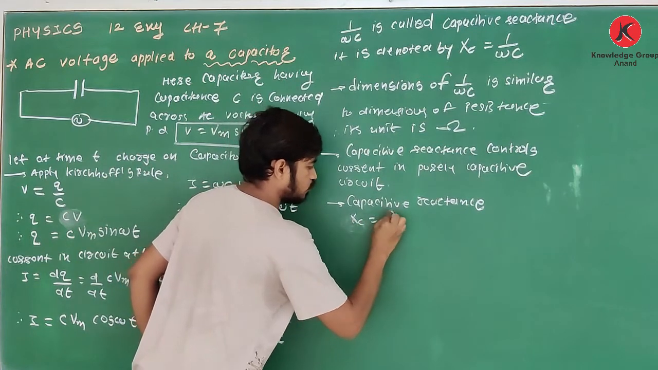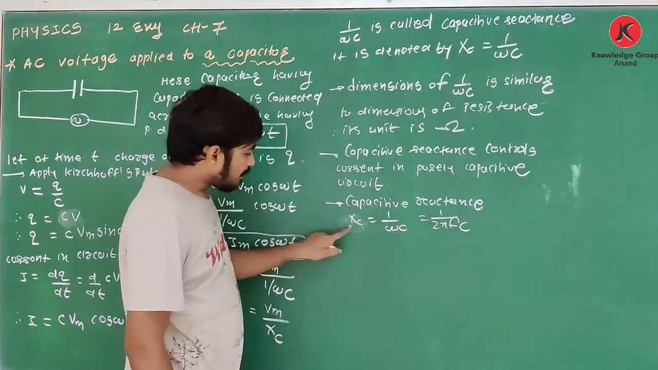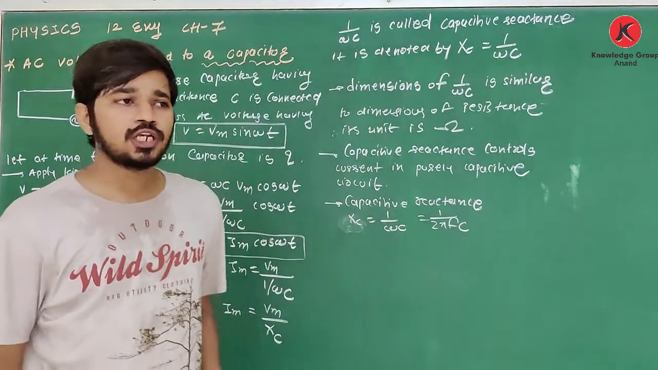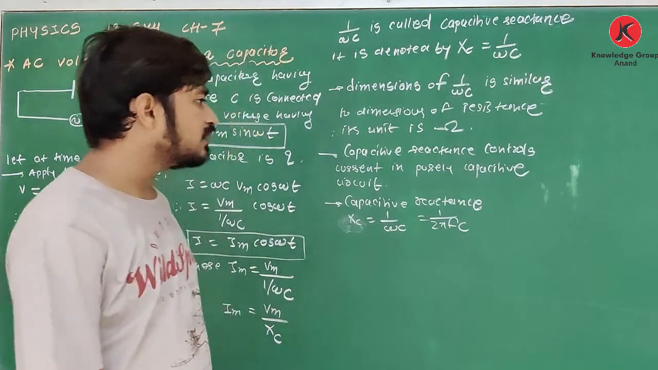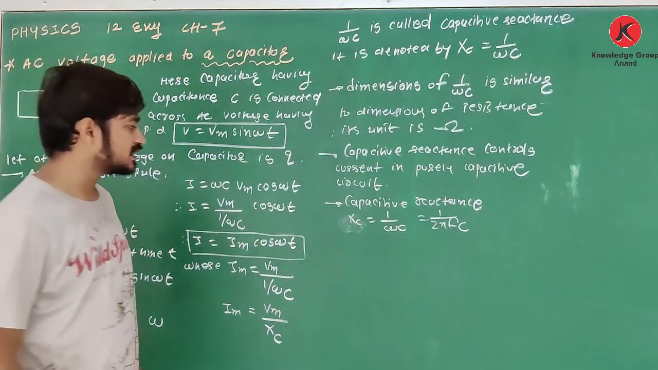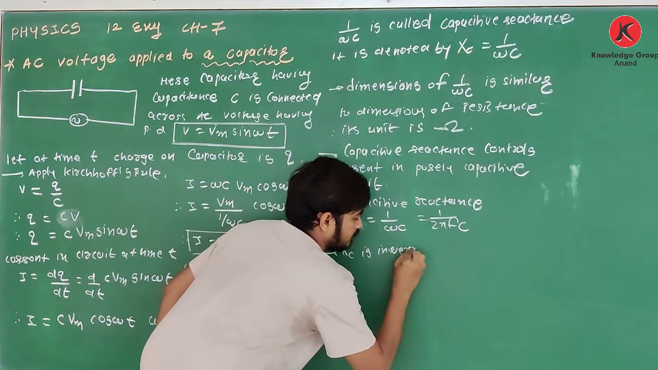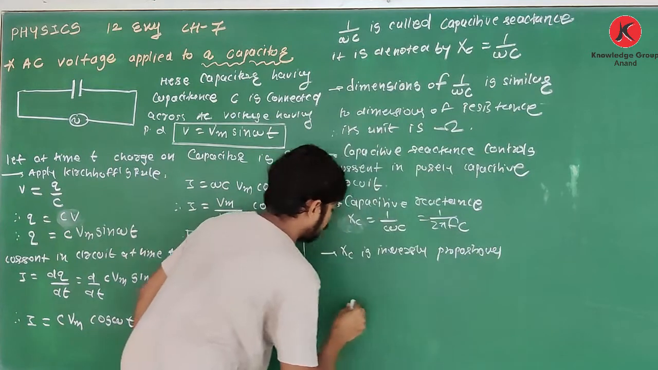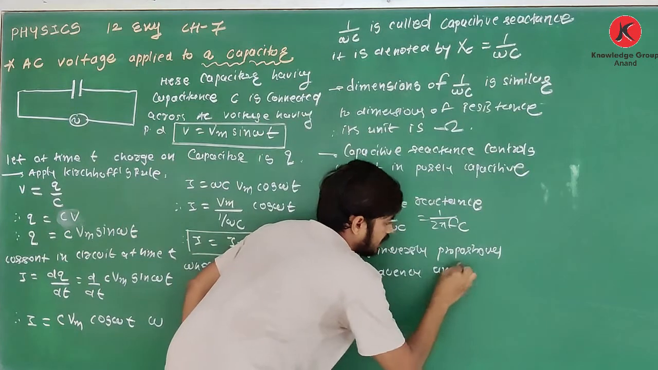Xc is equal to 1 upon omega c, which means it is 1 upon 2 pi fc. This capacitive reactance is inversely proportional to frequency. So yes, this point you have to remember. Take it inversely. Xc is inversely proportional to frequency and capacitance.